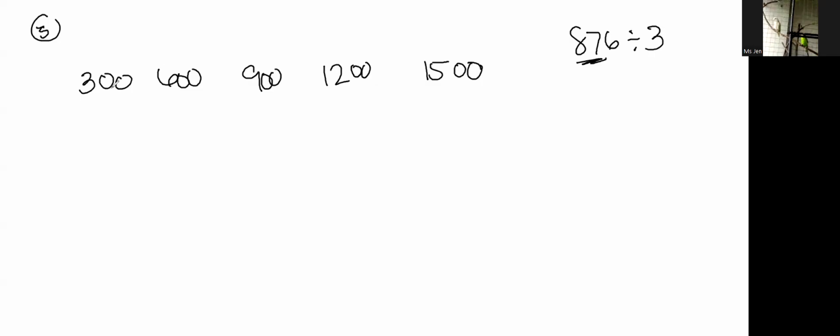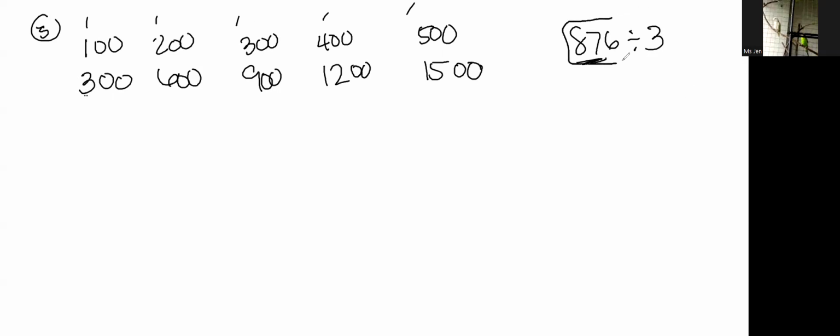And then above will be things that are divisible by multiples of 100. So 100, 200, 300, 400, 500. So this is just 1, 2, 3, 4, 5. You just add zeros. The one at the bottom is the one that's a multiple of 3. Okay, so we're looking for 876.